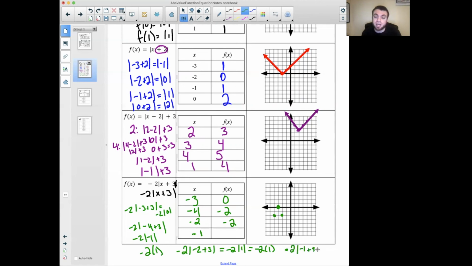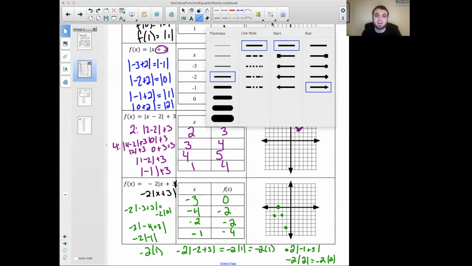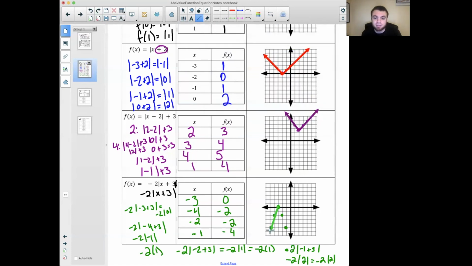Okay, so again, think about these strategies. So -1 plus 3 is 2. The absolute value of 2 is 2, and -2 times 2 is -4. So (-1, -4). All right, let's go ahead and do my graph. Down like that, down like that, and we have ourselves a graph, folks.